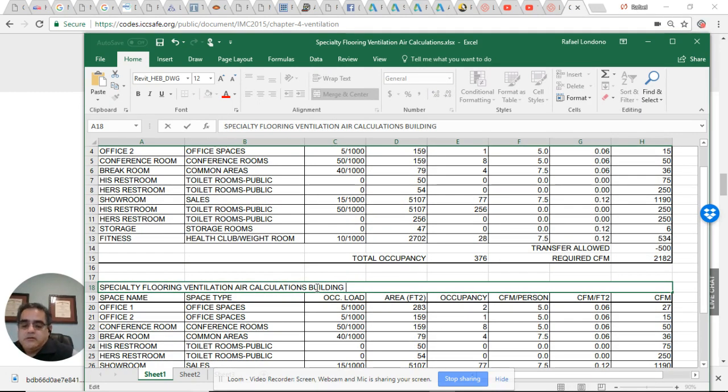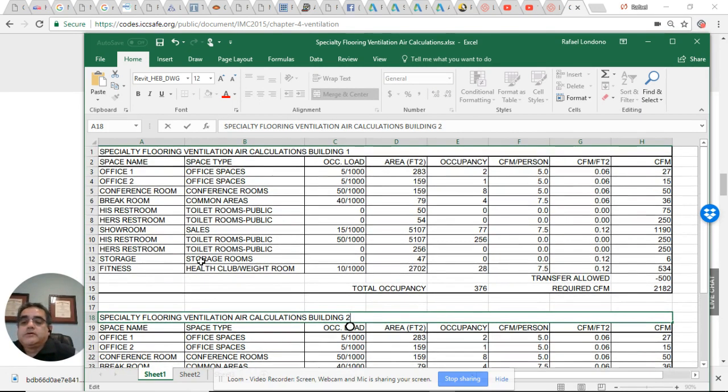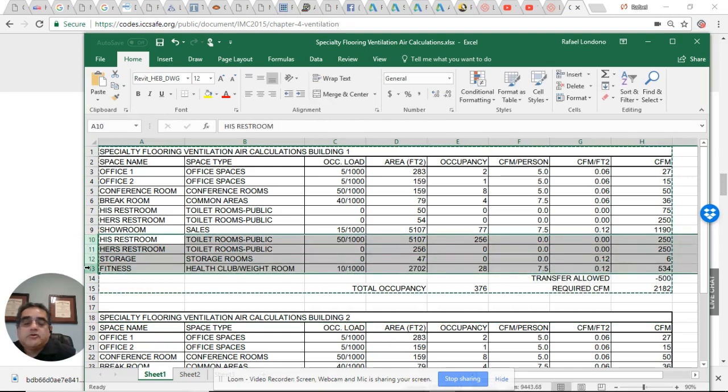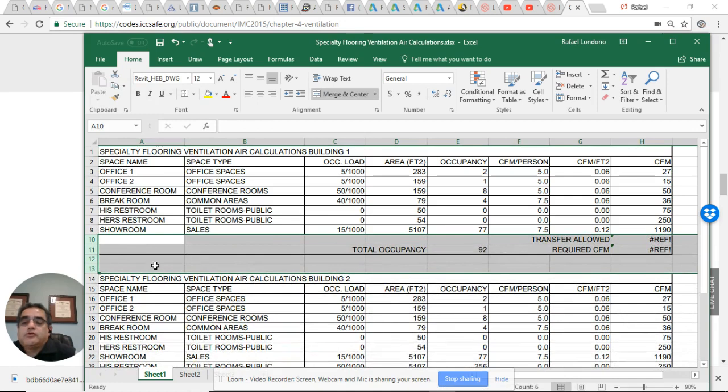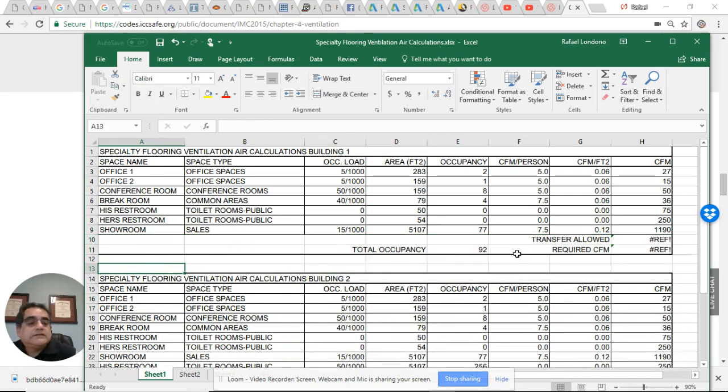building 2. Okay, so in building 1, we have our office 1, office 2, conference room, break room, his and hers restroom, and the showroom. The other spaces we don't need. So I'm going to highlight the whole entire rows, all 4 rows. I'm going to right click and hit delete. What will happen once I hit delete is they will disappear and everything will shift up. Here we go, boom. So now our table looks like this.